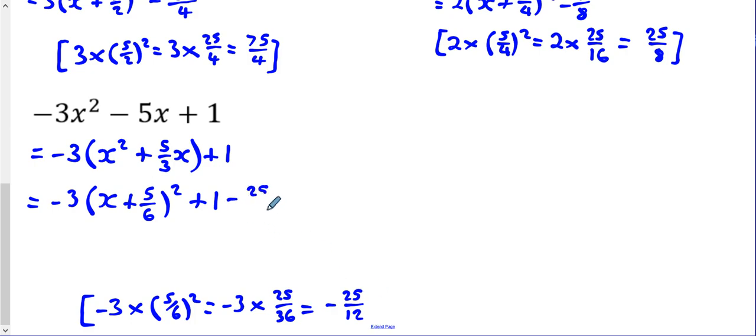Subtracting off that. So, final answer. This is 12 over 12. We're taking off 25 over 12. We'll end up with negative 13 over 12. That's that one in completing the square form.